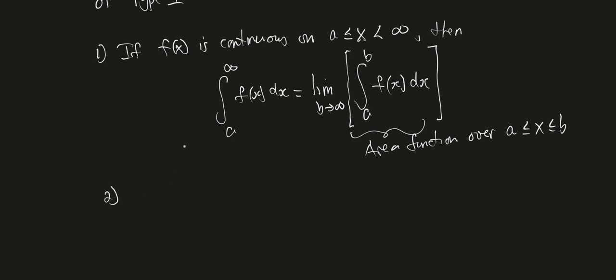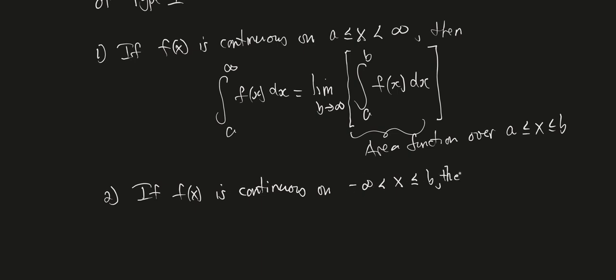The second one says, well, if f of x is continuous on the interval where x is greater than negative infinity but less than or equal to b, right? So now it's the lower limit that's infinite, and we're going to end up doing something very similar. We would write this down, but again we're going to think of it and evaluate it in this two-step process.